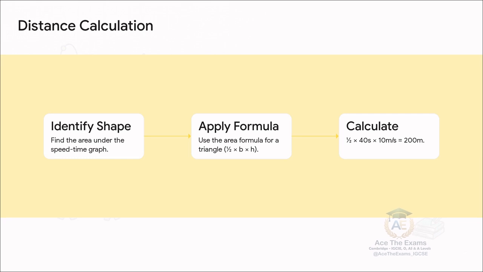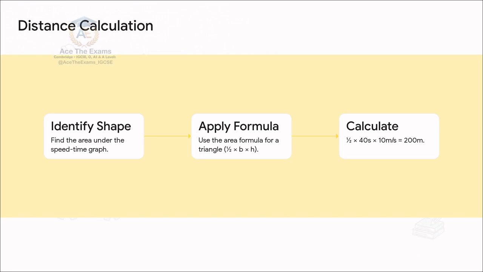Step 1. We look at the section of the graph between 60 and 100 seconds, and we identify the shape under the line. Because the skater is decelerating uniformly to 0, it forms a perfect triangle. Step 2. We apply the formula for the area of a triangle, which is 1/2 times base times height. Step 3. We calculate. The base is the time taken, which is 100 minus 60, giving us 40 seconds. The height is the starting speed, which is 10 meters per second. So 1/2 times 40 times 10 gives us 200 meters.